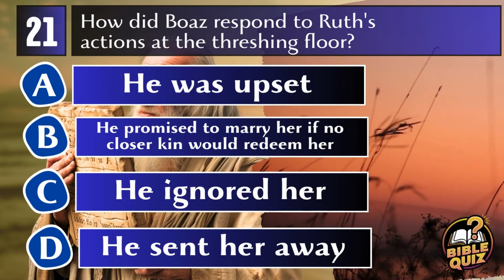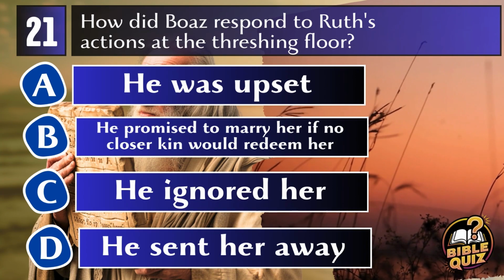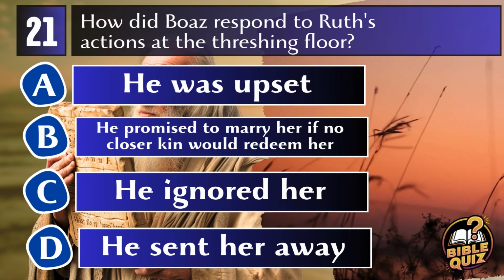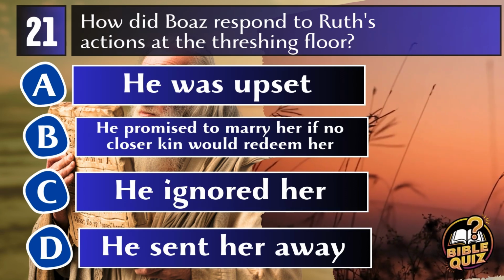Question 21. How did Boaz respond to Ruth's actions at the threshing floor? A. He was upset. B. He promised to marry her if no closer kin would redeem her. C. He ignored her. D. He sent her away.